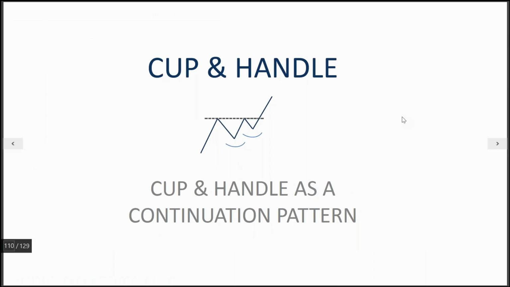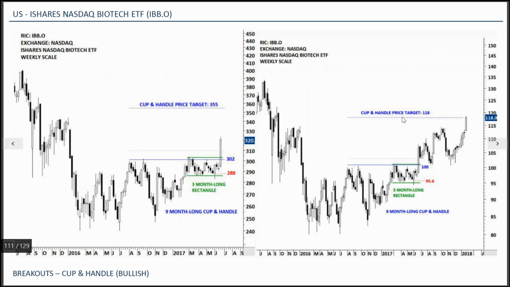Cup with handle as a continuation pattern. iShares Nasdaq Biotech ETF, a 9-month long cup with handle. The handle is forming as a 3-month long rectangle, breaking out, pull back, and there has been a choppy price action, but we reached the chart pattern price target after almost half a year. And this was on an ETF, 20% upside move.